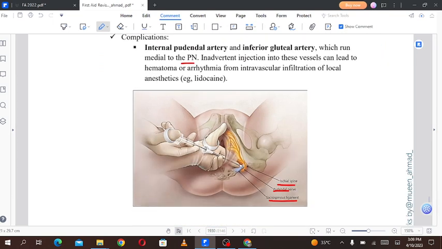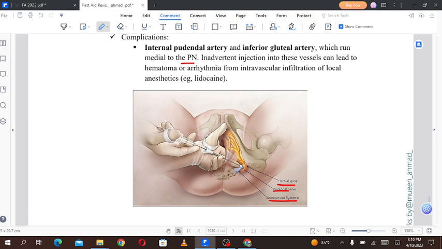So whenever there is an intravascular infiltration of the local anesthetic, suppose we were giving a local anesthetic and that entered the circulation. So what is a local anesthetic? A local anesthetic is a sodium channel blocker. That sodium channel blocker may enter the heart, and the pacemaker cells like the SA node and the AV node undergo sodium dependent depolarization. If the sodium channels are blocked in those areas, the person may develop arrhythmias, or maybe a hematoma can form in a milder case, but that is also a complication.